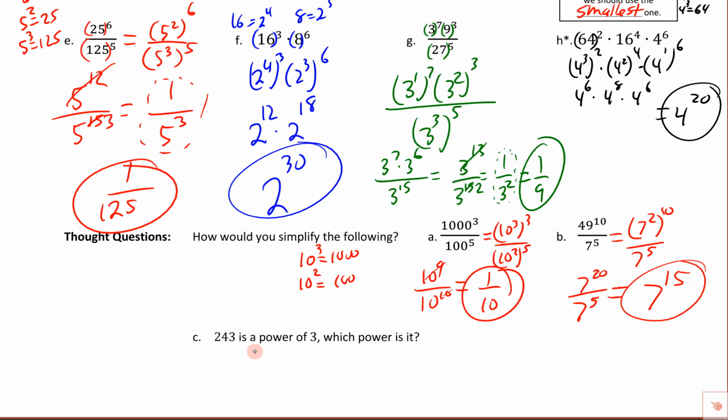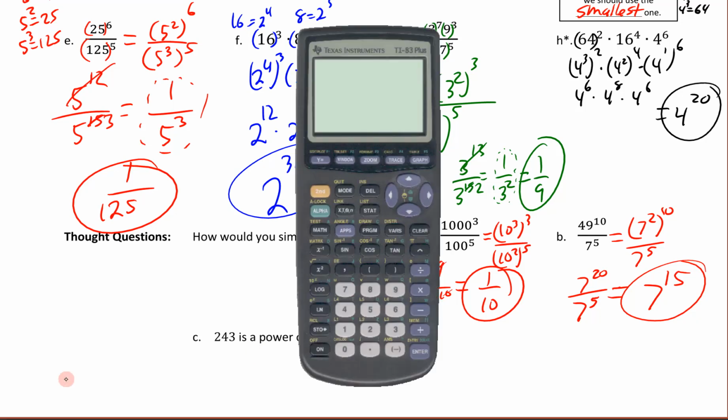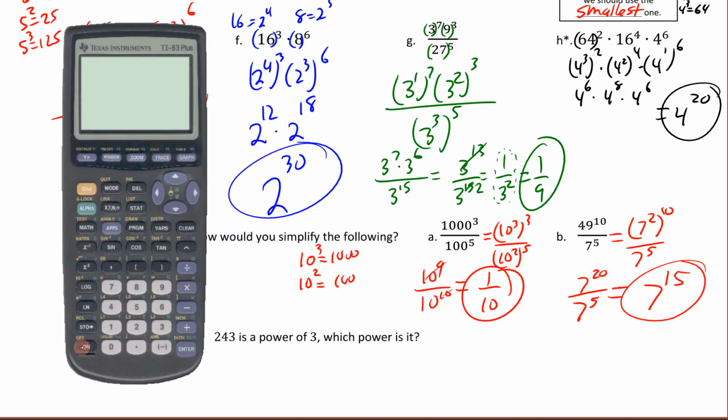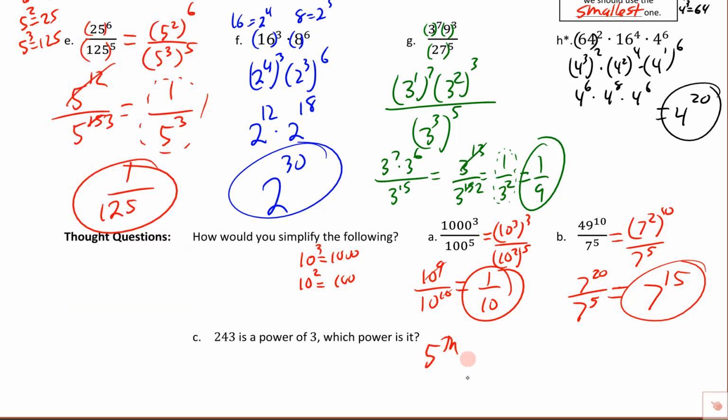243 is a power of 3. Which power is it? Now, you may recognize this. If you don't, you can grab the calculator and you can do this. So let's just try this out. I'm going to slide this over, and we're going to clear this off. We already know that 3 squared is 9, and we know that 3 to the third power is 27. So let's do 3 to the fourth power, 81, and let's do 3 to the fifth power, 243. So it is the fifth power.